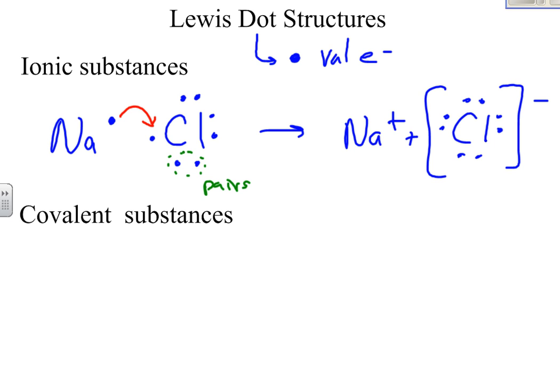Now, the covalent ones are the ones we're going to be spending most of our time with. So let's take a look at hydrogen, and we'll do chlorine again. We already know chlorine has 7 valence electrons. How many electrons does hydrogen have? One.